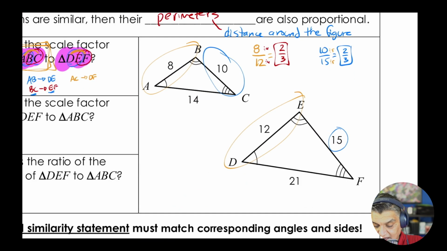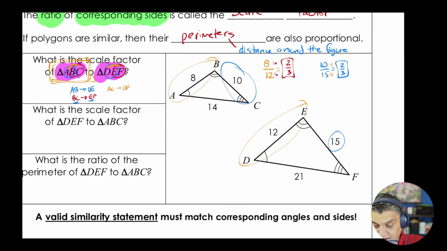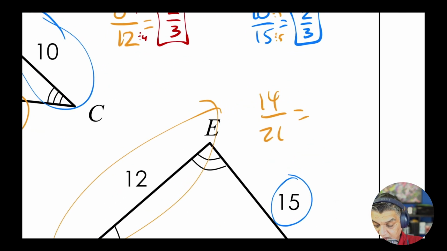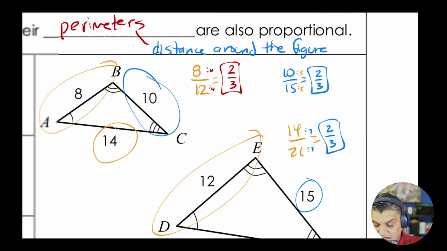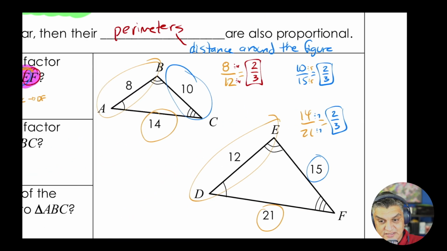All right, let's try the last side, just to make sure. 14 to 21. So what can I divide 14 and 21 by? By 7, right? So divide by 7. So guess what I get? 2/3. So look at the ratio I get for comparing all three sides. I get the same ratio. So guess what that is? That's my scale factor. This is 2/3 the size of this.